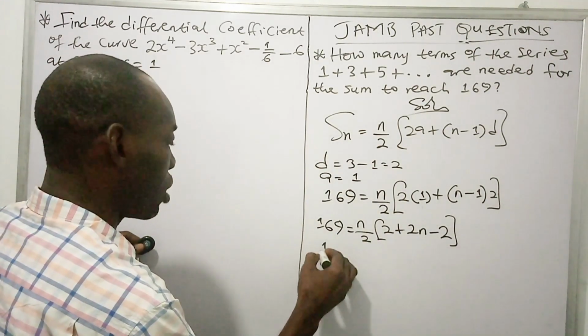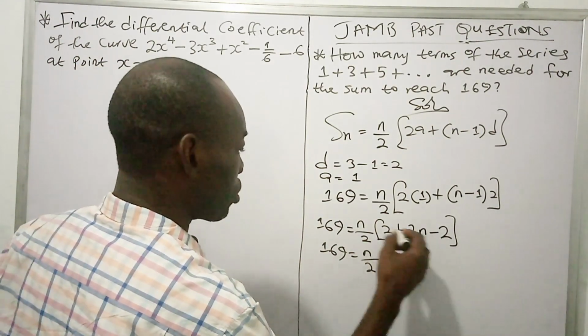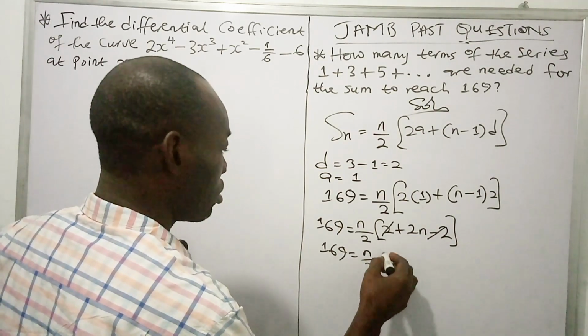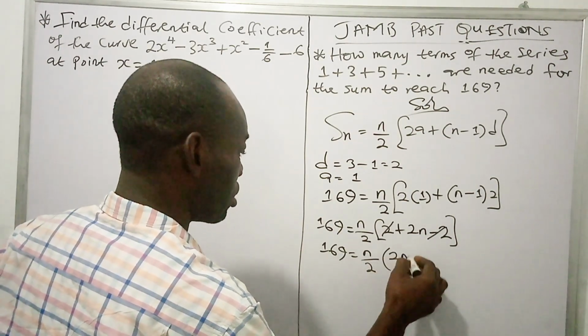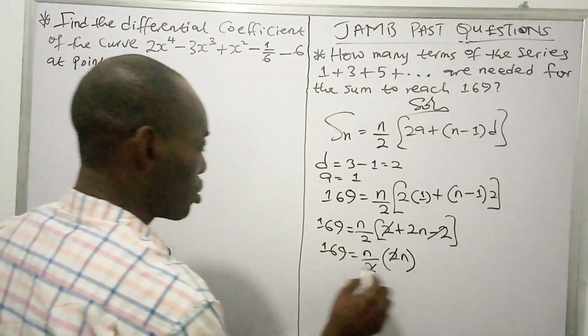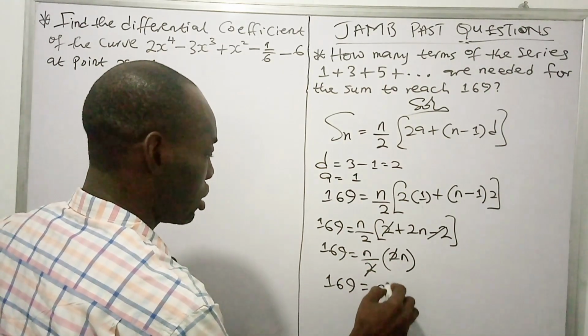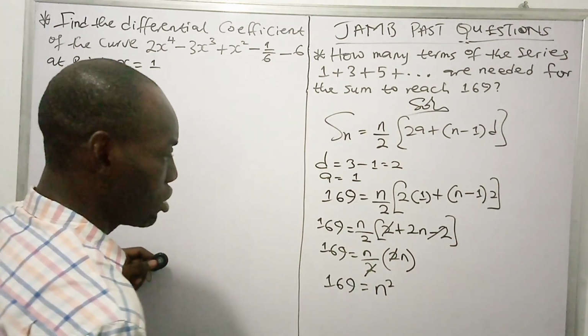All right, so here we have 169 again, n over 2. 2 minus 2 will give us 0. Then we have 2n remaining. Now, we cancel out the 2 from here. So we have 169 equals n times n. That's n squared, right? Good.